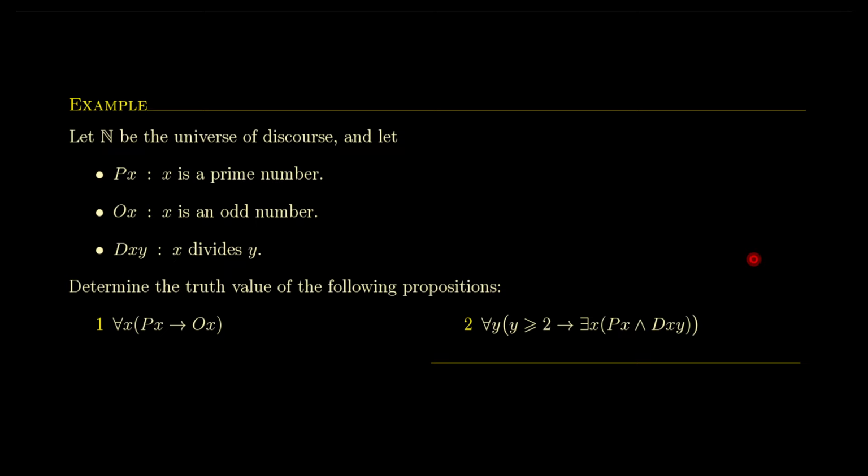So let N be the universe of discourse, and let P(x) be x is a prime number, O(x) be x is an odd number, D(x, y) means x divides y. Okay? Determine the truth value of the following propositions. First of all, let us just concentrate here. Do you agree with me that this is a proposition? Can you understand it deeply?